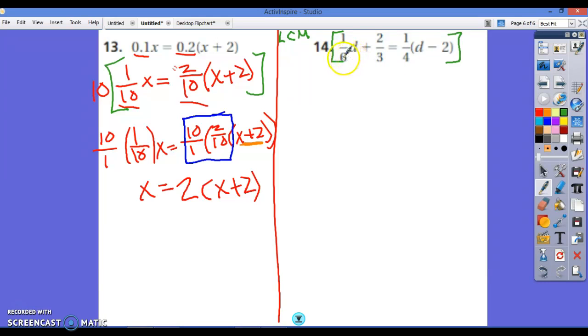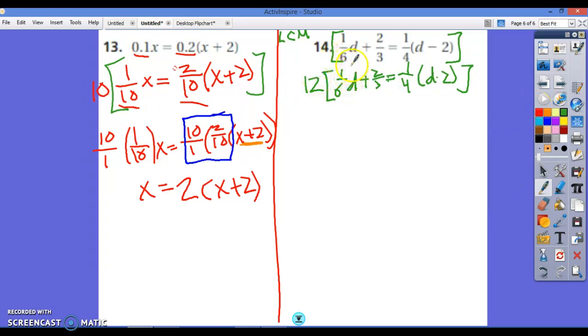So we go think about the multiples of 6. 6, 12. Oh yes, 12. 12 is a common multiple between 6 and 4, and it's also a common multiple with 3. So I'm going to multiply everything by 12 to get rid of these fractions. 12 times 1/6 d plus 2/3 is equal to 1/4 times d minus 2 in brackets. Remember, I'm only multiplying everything that's outside of parentheses. All right, let's do it.